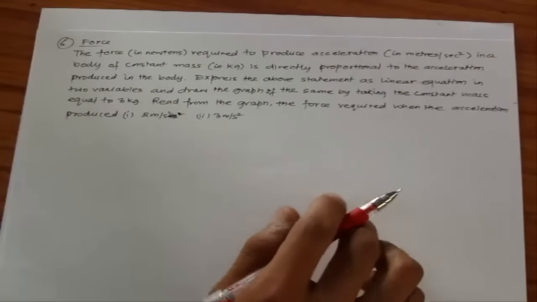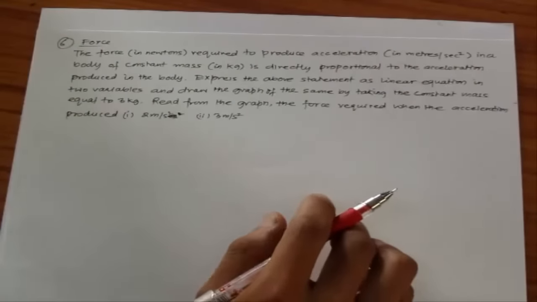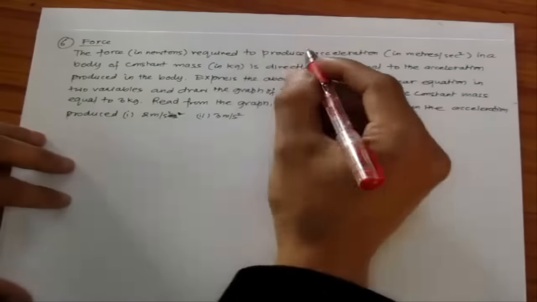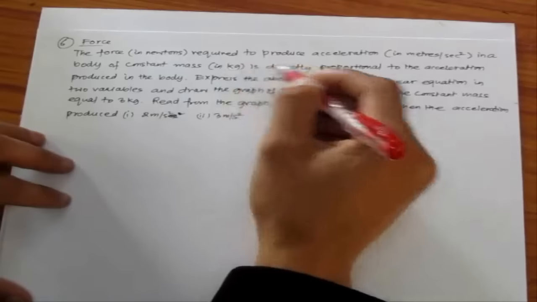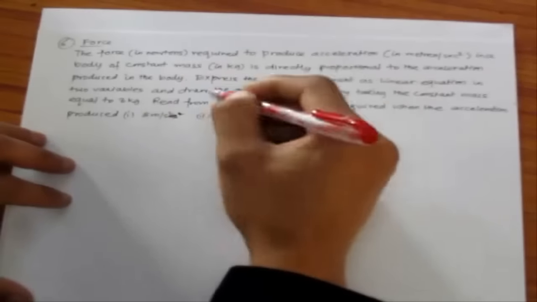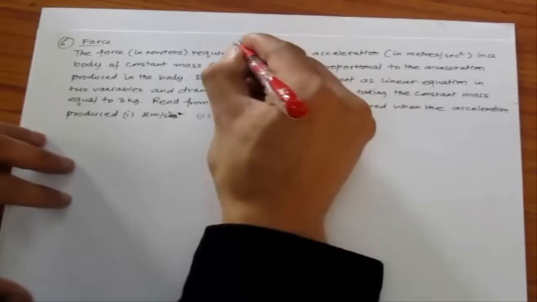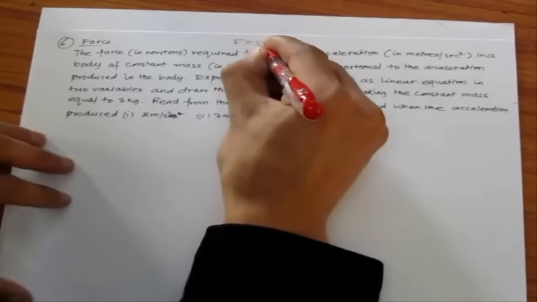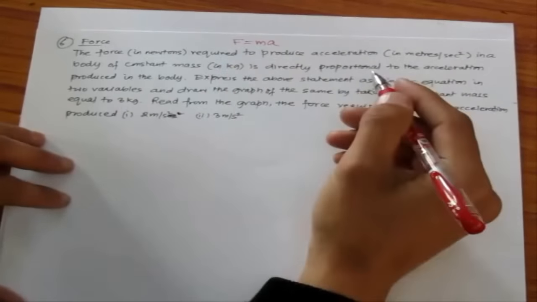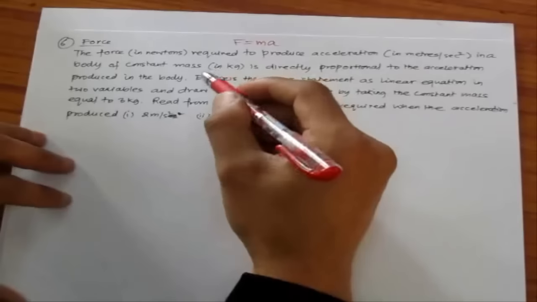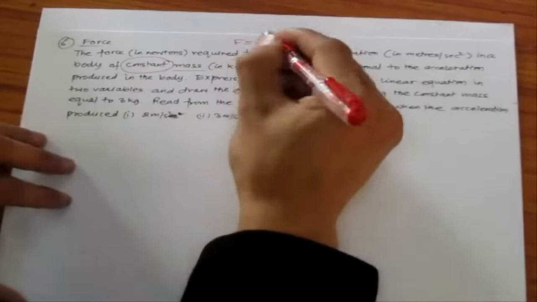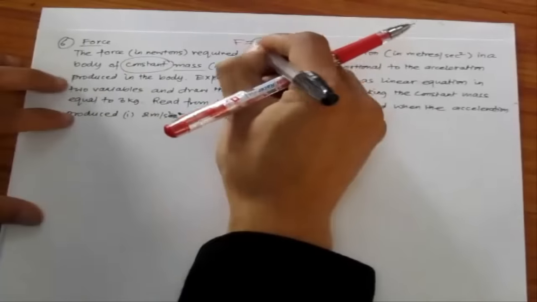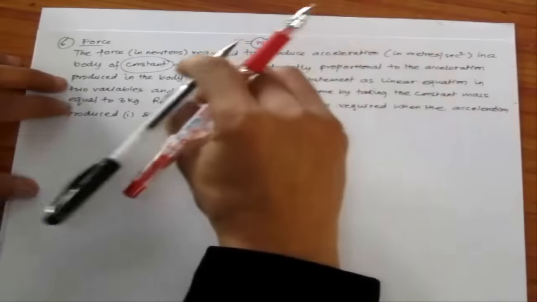Now again, we have a force. The force required to produce an acceleration in a body of constant mass is directly proportional to the acceleration. First, you need to write the formula of force. Force is equal to mass into acceleration. In the force, mass is taken as constant, so this m value is going to be taken as a constant. The constant value will be given in the question.